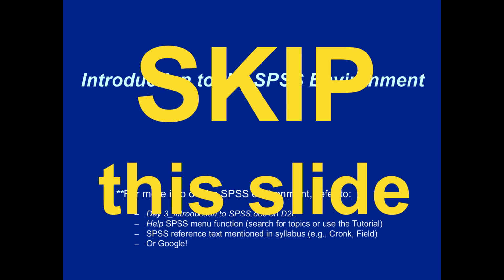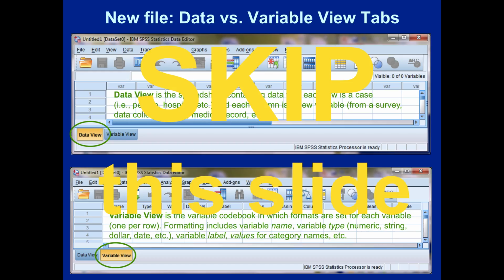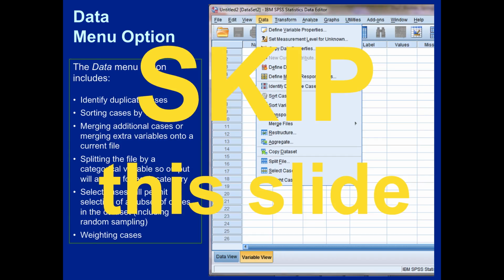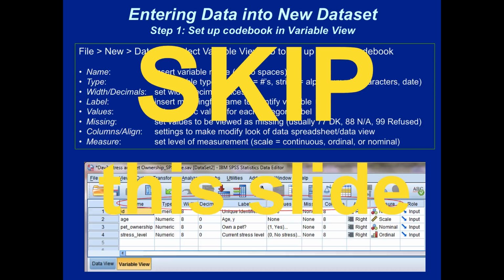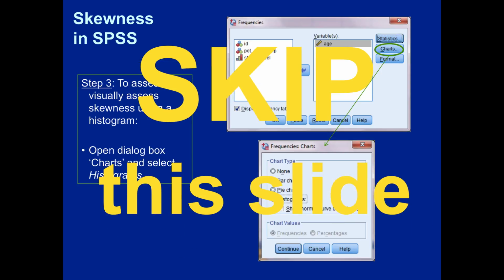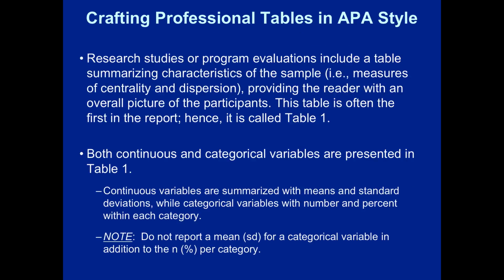Okay. So then there's a whole bunch you're going to skip. We're going to talk about this next week. So you will use these slides, and I'll take the skip off next week. It's all about SPSS, but we didn't get there yet. So go to slide 42, if that's helpful.